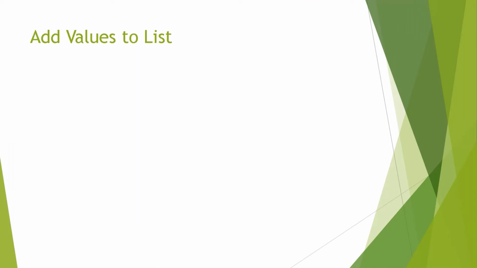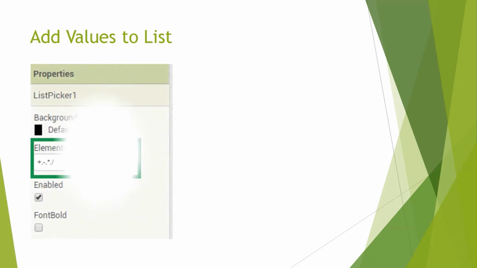Now, we need to change the list items to be displayed in List Picker. Select List Picker from the screen. In right side Properties, select Elements from String. Change its value as displayed with calculator operations separated by a comma.